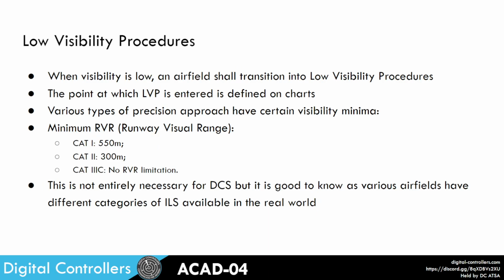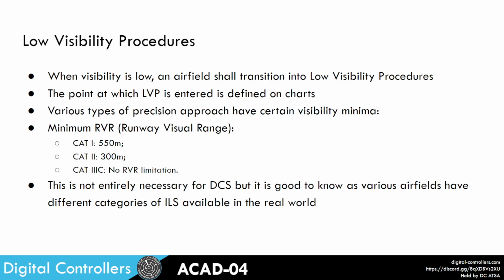When we have very low visibility, be it through a very low cloud base or fog or heavy rain, snow, etc., an airfield will transition into low visibility procedures. The point at which these LVP are entered is typically defined on charts, or in our case in the DCP-15 series for every aerodrome. It's important to have an understanding of this because we have various types of instrument approaches which have various visibility minima. When we are talking about this, we often talk about runway visual range, which is the distance that you can see down the runway.